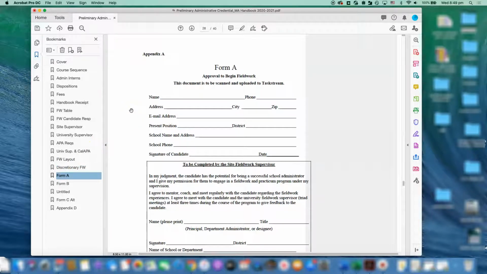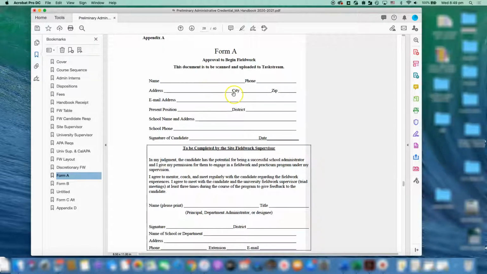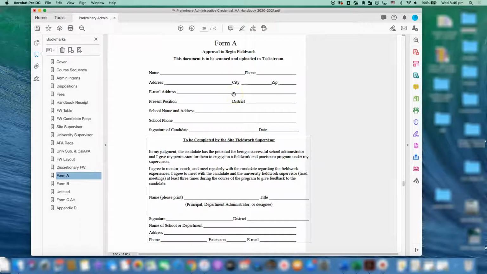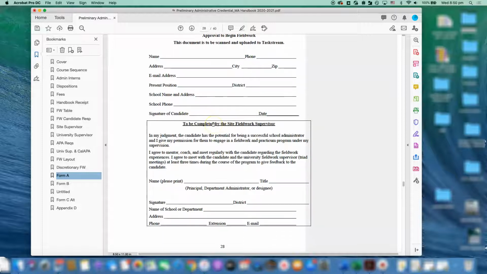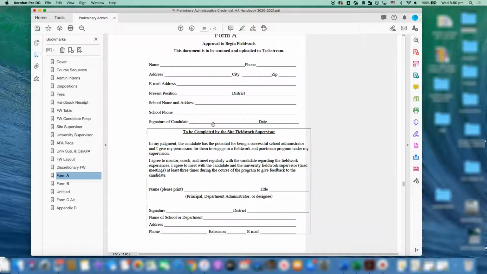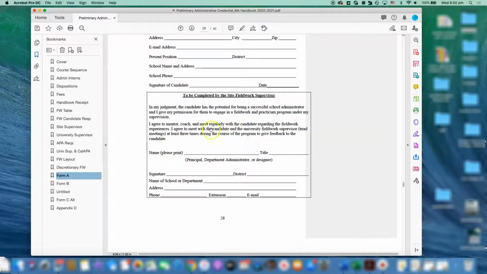The back of the book, yes, it's the back of the handbook. Form A is the form that you will sign with your site supervisor, the person that's going to support you, the principal or vice principal on your campus. So they will need to sign this, and this is what you will look over and send one to me. You'll look over it with your university supervisor in your triad meeting in the very beginning, and then you'll upload it to TaskStream.